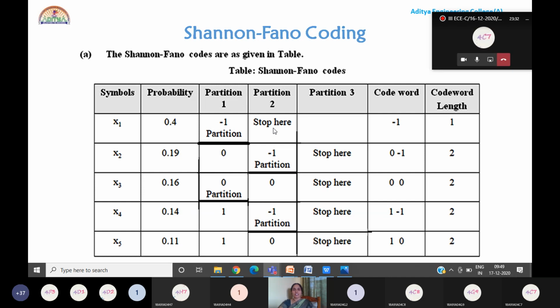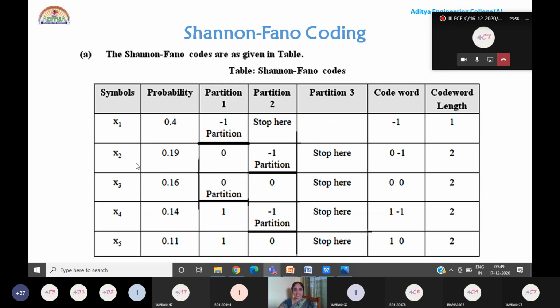Let us see, is there any further partitioning applicable to the given example or not? Now, if you observe the first subset, it consists of only a single element. So there is no need to divide or partition it further. So we can stop the partition of the first subset here itself.